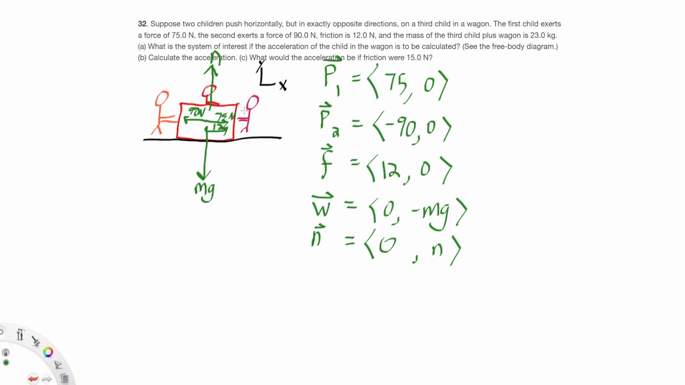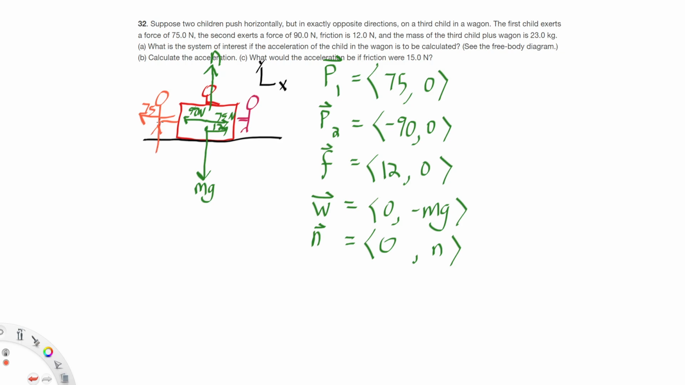Now this orange fellow on the left is pushing with 75 newtons of force on the wagon. Newton's third law says that the wagon is also pushing back with 75 newtons of force on the orange fellow. But we don't care about that because we're not interested in the movement of the orange fellow. We're interested in the movement of the cart. So there is, in fact, a 75 Newton force pushing on the orange fellow, but that's not part of our system.